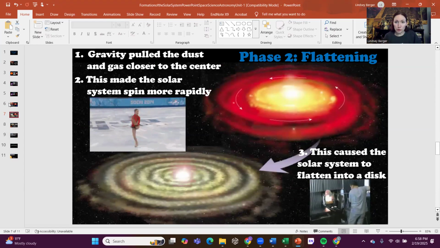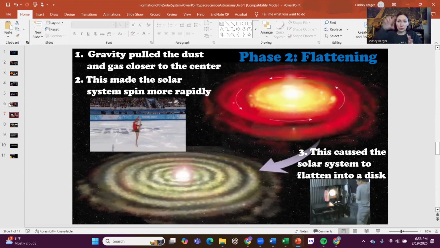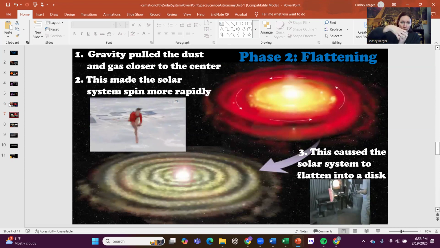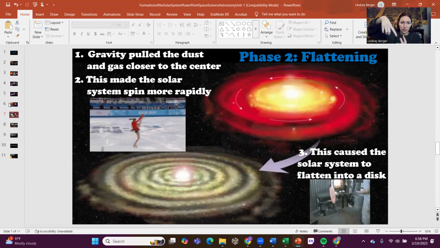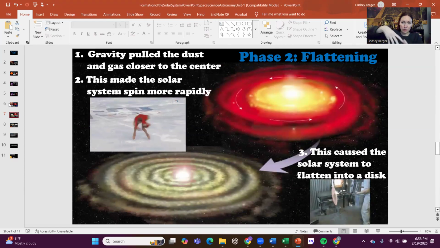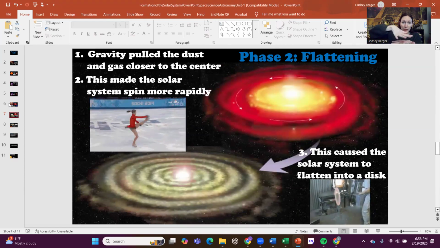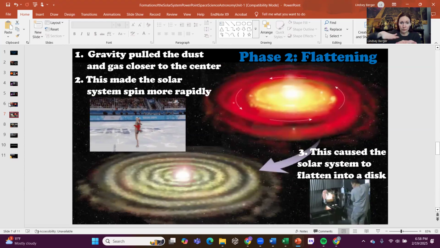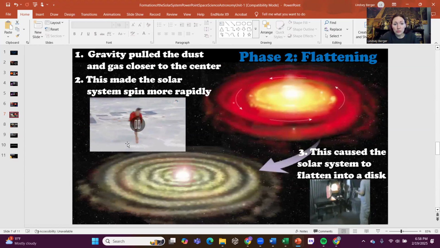Same thing happened with the solar system. So we're starting to get stuff all clumped together. We're starting to spin. We are going to pull the heavier stuff to the middle. And as this is happening, we're spinning faster and faster, so we're starting to flatten. Okay? Because our solar system is a flat disk.